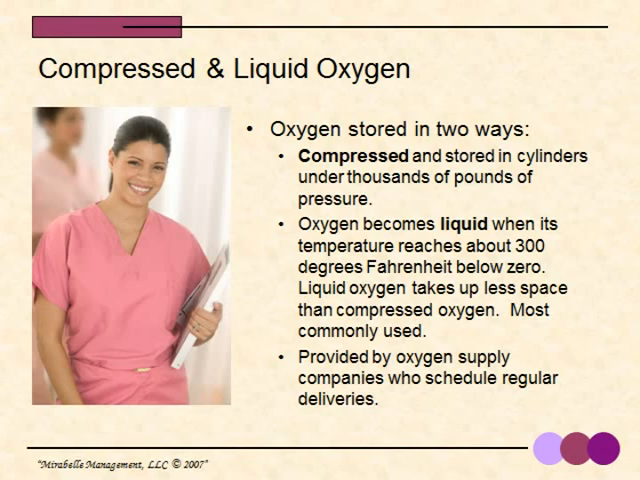Oxygen is stored in two different ways. Oxygen can be compressed and stored in cylinders under several thousands of pounds of pressure. Compressed oxygen for medical use is stored in silvery aluminum cylinders with dome-shaped tops of green. Oxygen becomes a liquid when its temperature reaches about 300 degrees Fahrenheit below zero. At this temperature, it takes up 1/10 of the space of compressed oxygen.